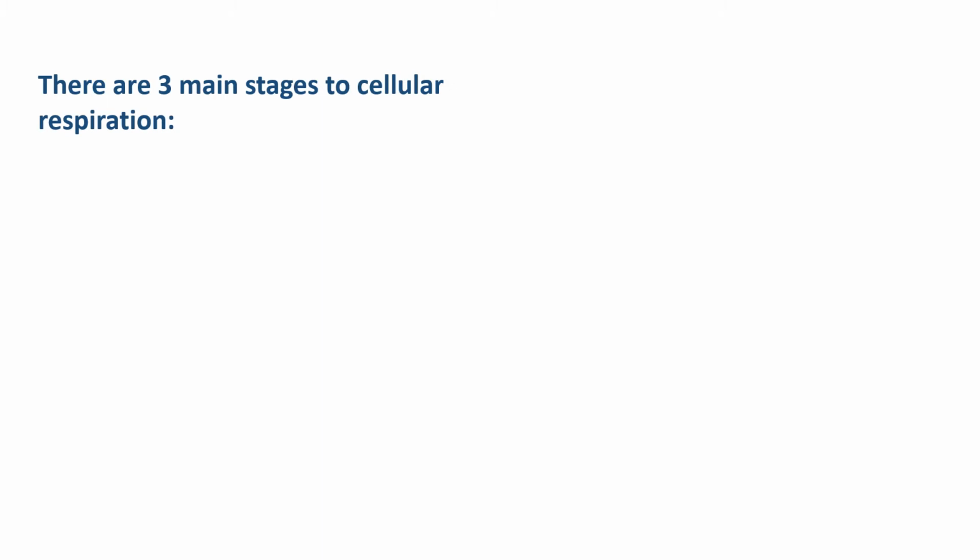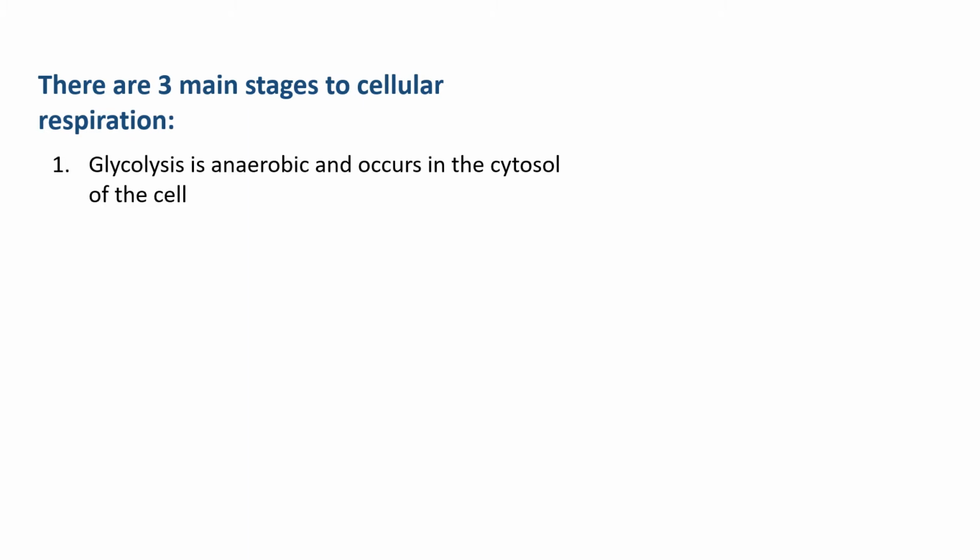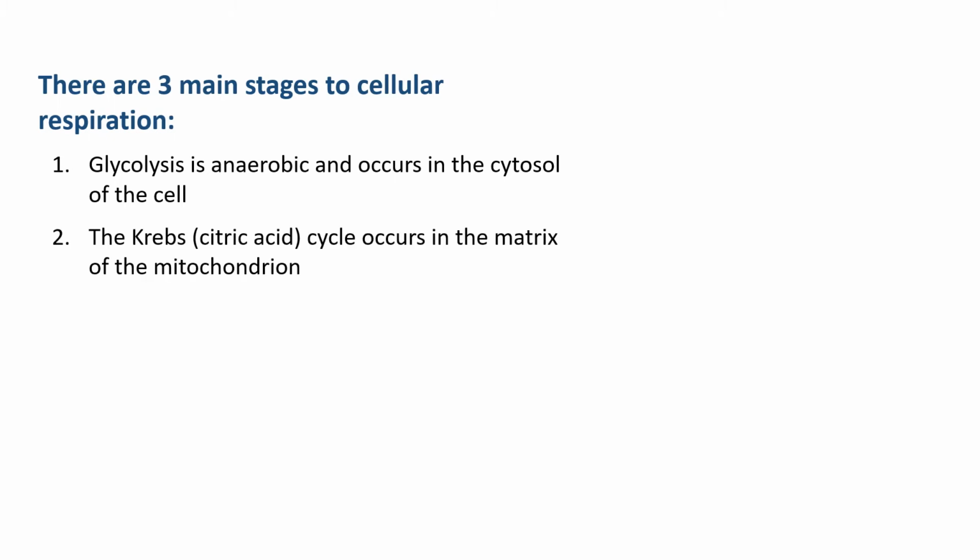In cellular respiration, there are 3 main stages, and you will have heard of at least the first 2, I should imagine. The first one is glycolysis. Glycolysis is anaerobic. In other words, it doesn't need oxygen, and it occurs in the cytosol of the cell. It also doesn't produce much ATP. The Krebs cycle, or citric acid cycle, occurs in the matrix in the middle of the mitochondrion. And again, it still doesn't produce much ATP.